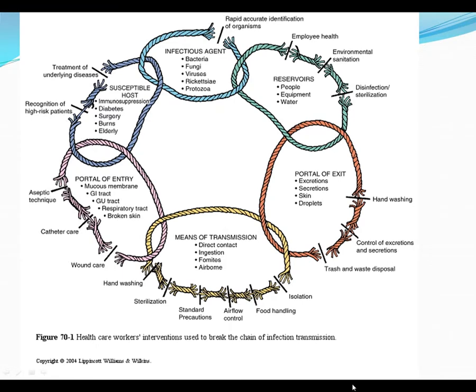Next, we need a portal of entry. We need a way for this organism to get into the uninfected person. And this can happen through a patient's mucous membranes in their nose, through broken skin, through the GI, or through the respiratory tract.